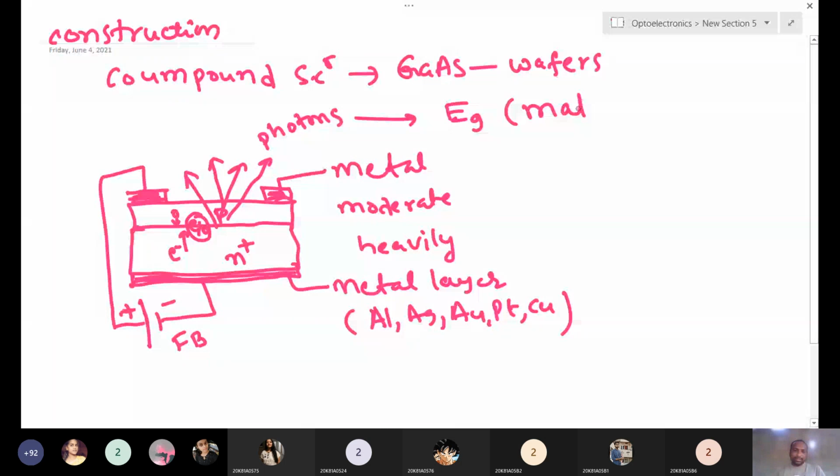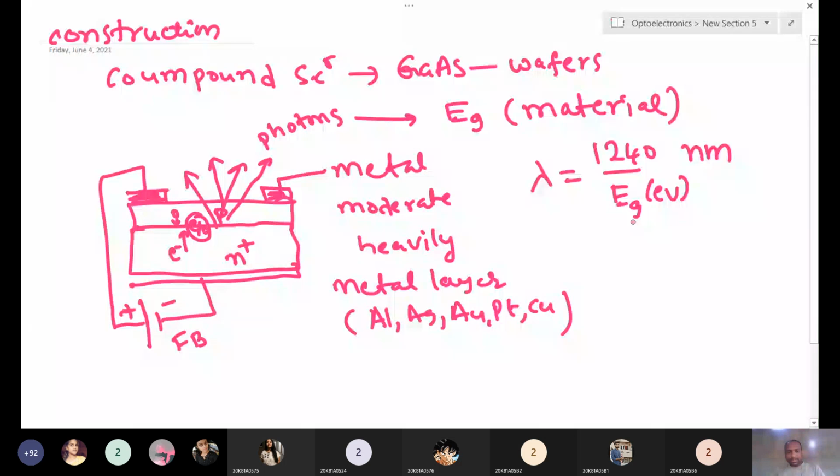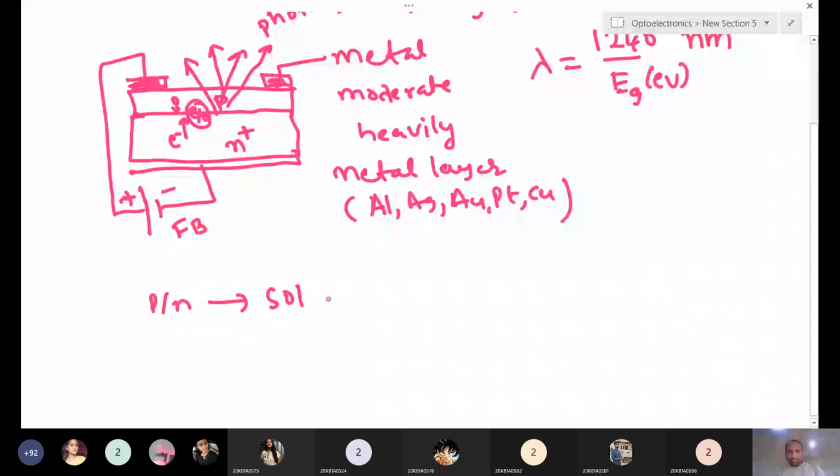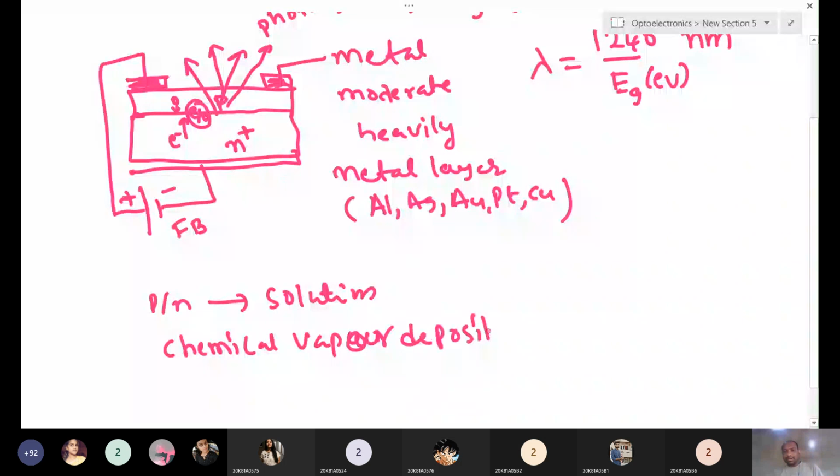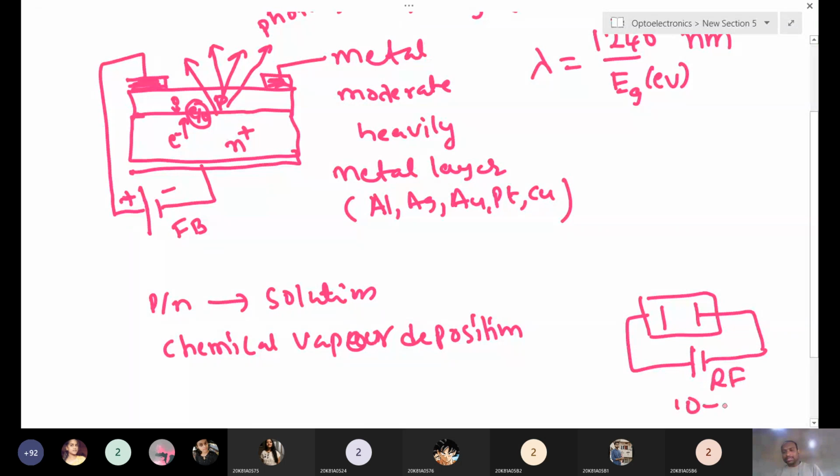Other ways you can make this p type and n layer: you can use a solution process, or chemical vapor deposition. This is also one method. You can search for this preparation on Google or YouTube. Physical vapor deposition: in this, there is a chamber inside, with one positive electrode and one negative electrode. Here you will connect a high frequency RF power, like 10 to 20 megahertz, nothing but an electric field.